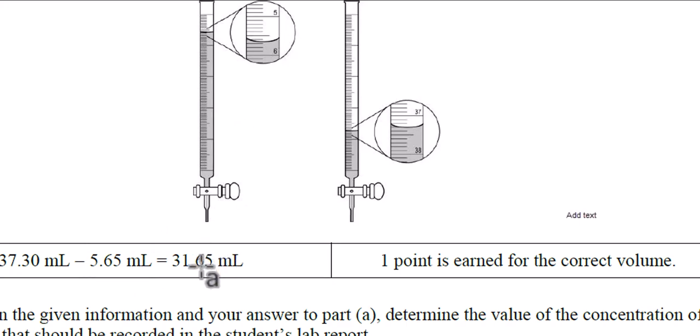If you didn't come up with the hundredths of an mL in your calculation, they would not have given you the point. They could have accepted 0.67, 0.63, just as long as you had a hundredths in here and it was approximately that.